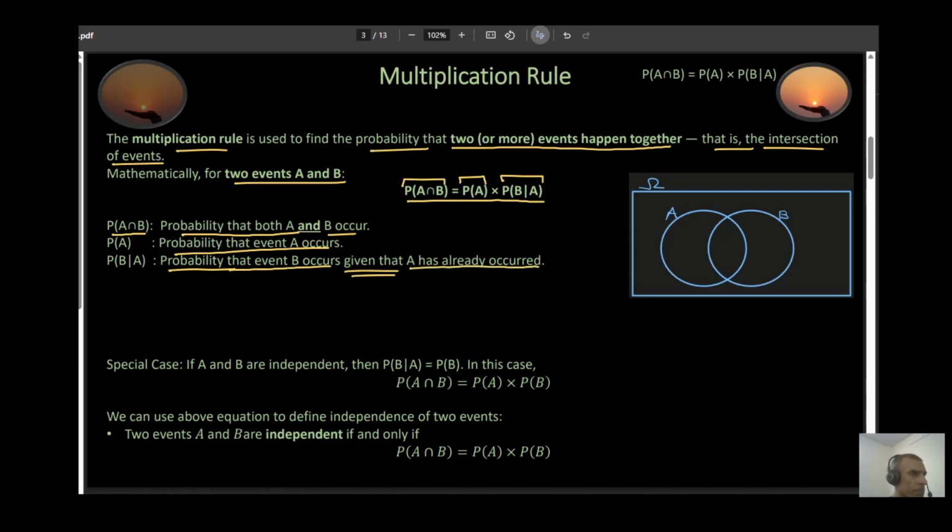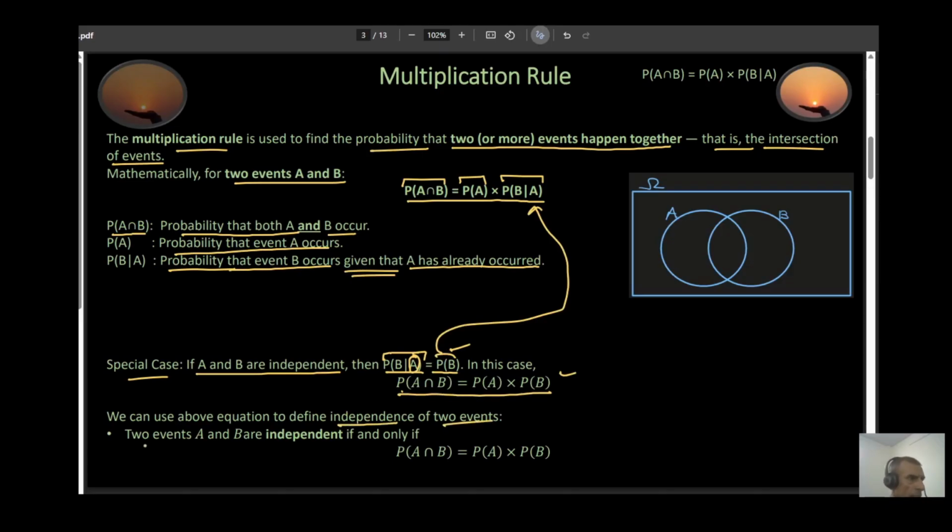A special case: if A and B are independent events, then the probability of B given A is going to be equal to the probability of B. That makes sense, since A and B are independent, so it doesn't matter what A is. So I'm just substituting this in there, and the probability of A intersection B comes out to be this right here. We can use the above equation to define the independence of two events. Two events A and B are independent if and only if the probability of A and B is equal to the probability of A times the probability of B.